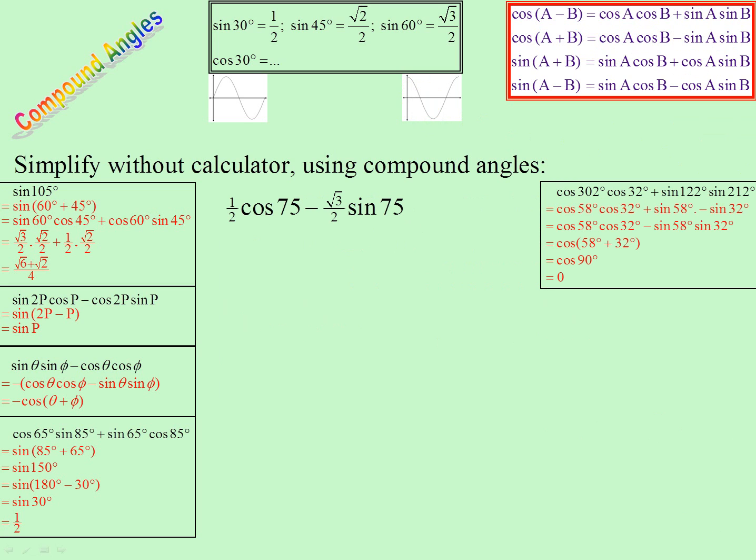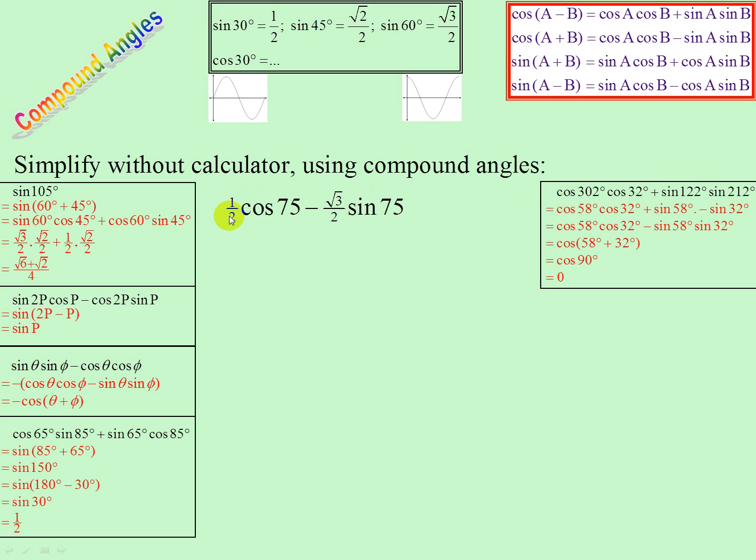Next one. Now here, you may write that as 45 plus 30, do two terms here with 4 different values. You'll get there in the end, but it'll take ages. It's not worth it. Have a look. I recognize that as a special angle. Special angle ratio.